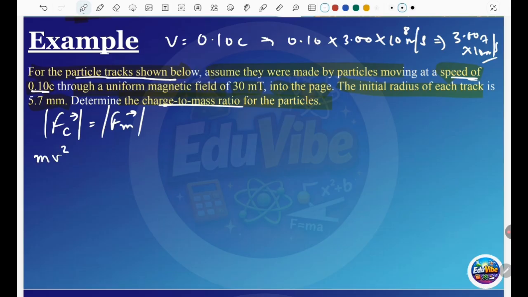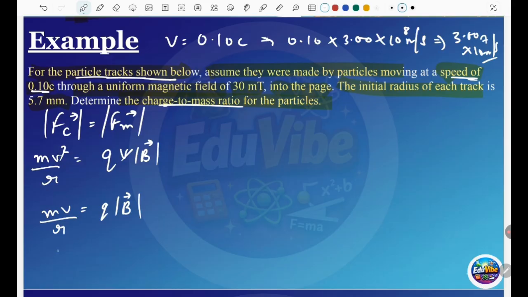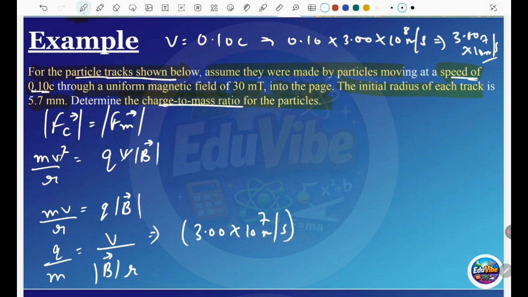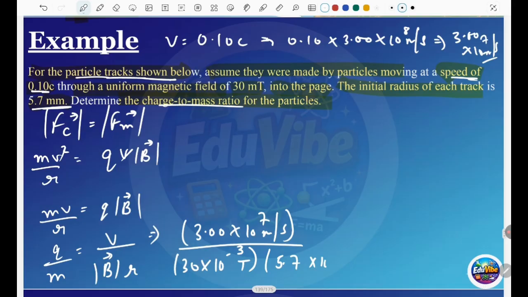So you know mv squared upon r is equal to qvB. So mv upon r is equal to qB, the v cancels out. You want q upon m, so you isolate these and you get v upon B times r. When you put the values in, we have a speed of 3.0 times 10 raised to power 7 meters per second, a magnetic field of 30 mT, which is 10 raised to minus 3 tesla, and the given 5.7 mm, which is 5.7 times 10 raised to minus 3 meters.